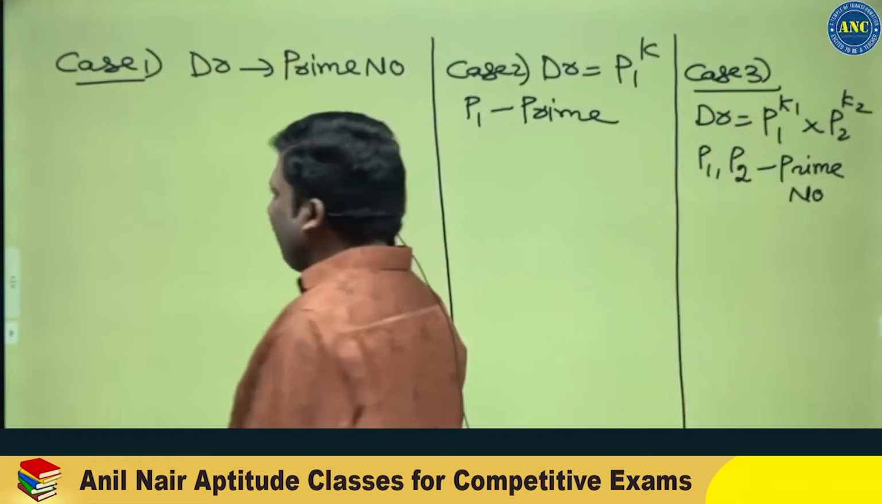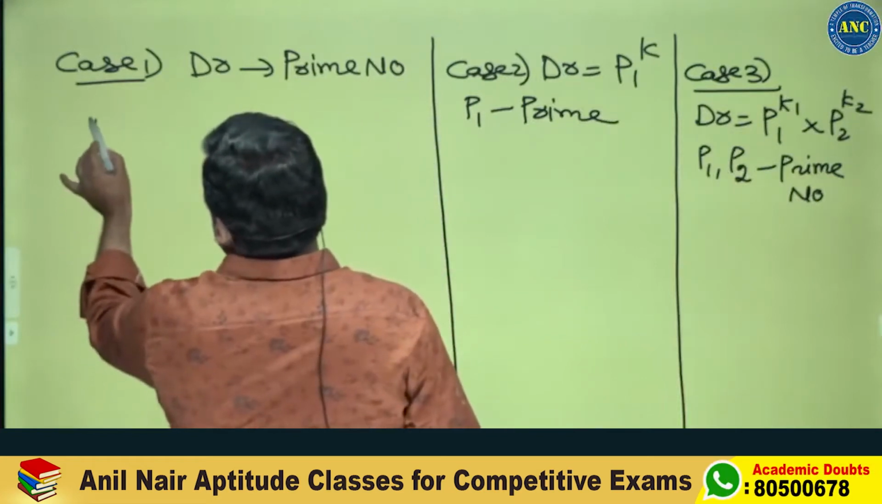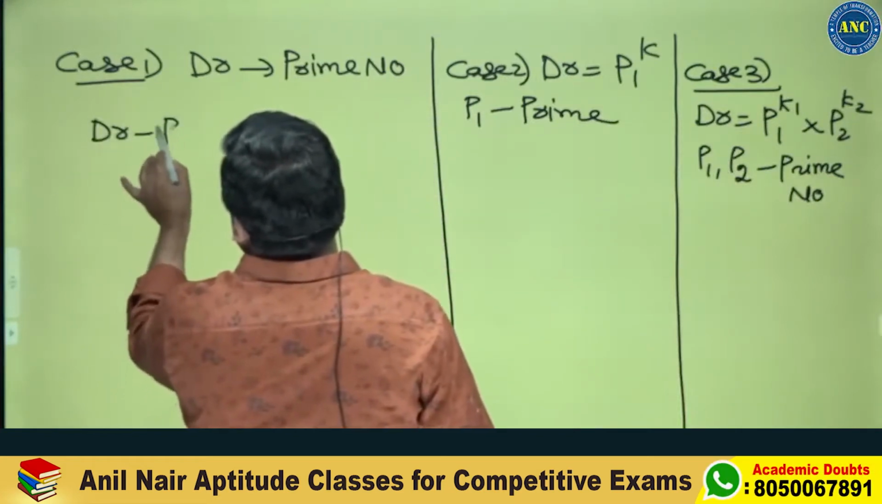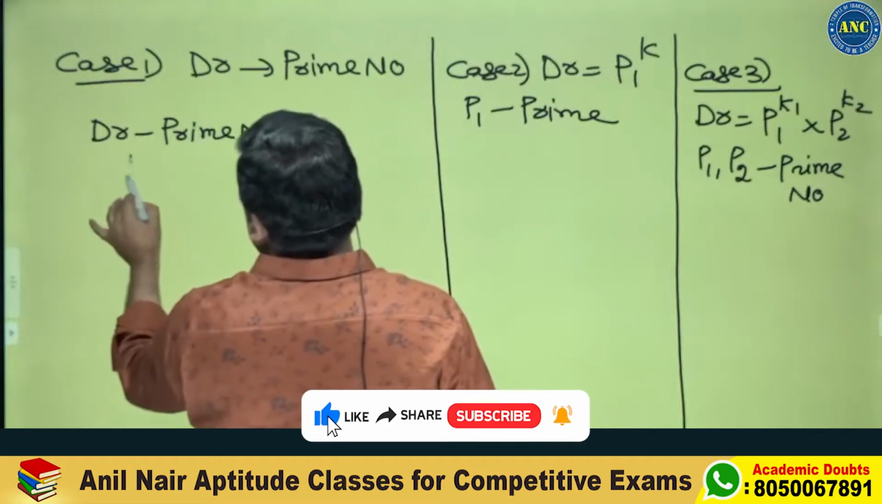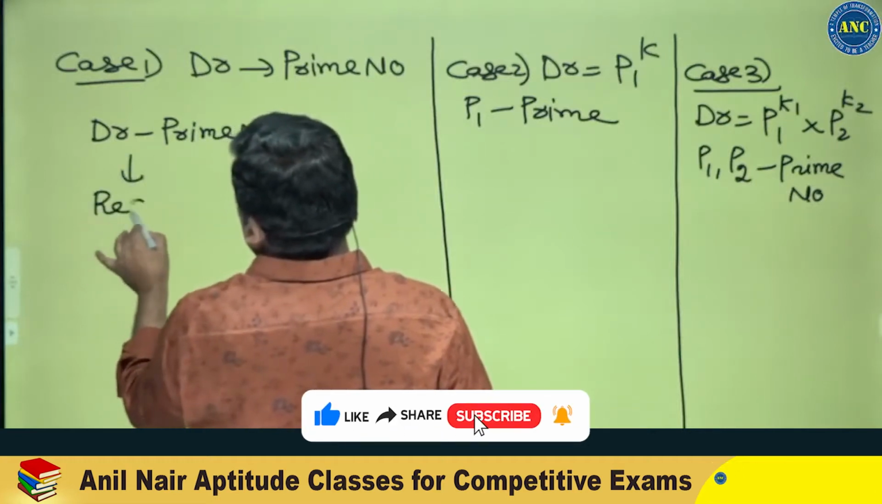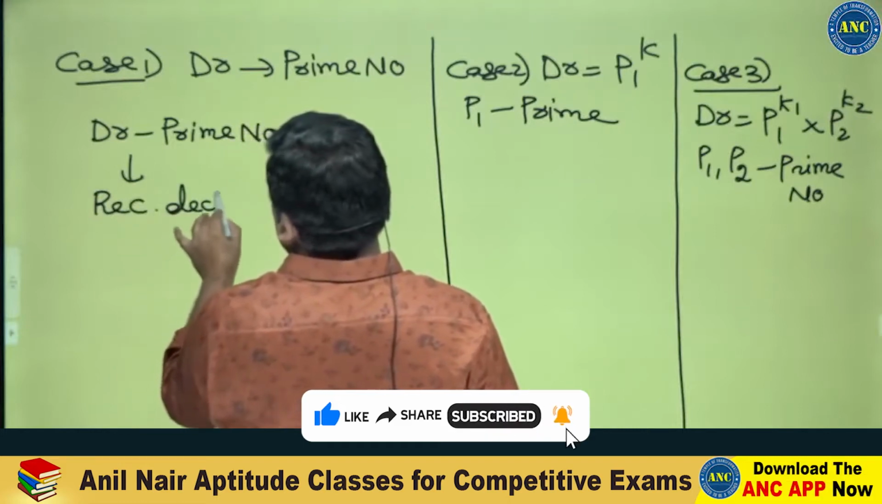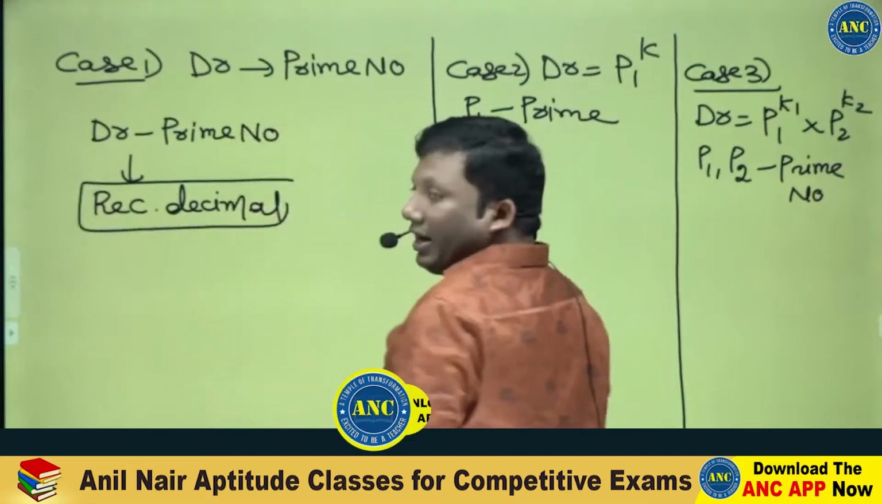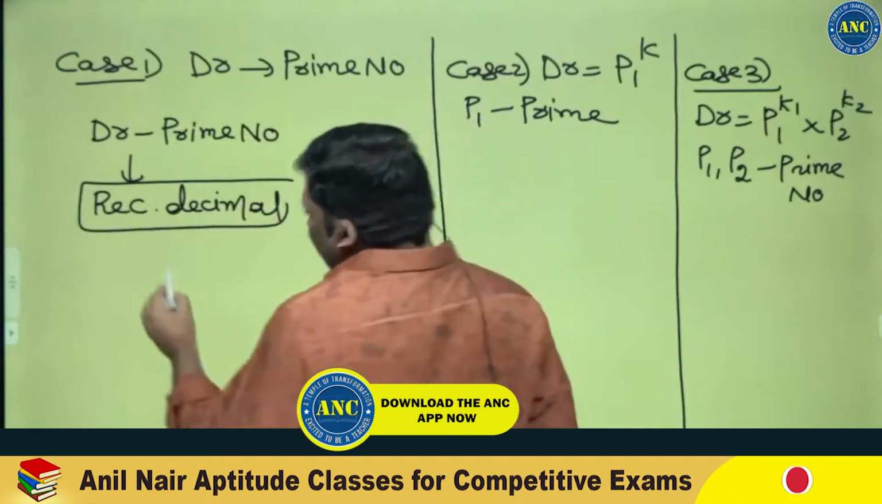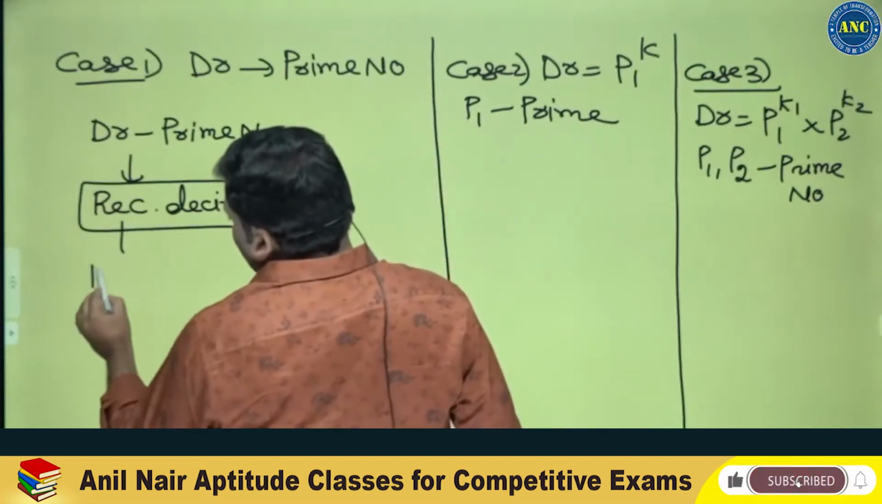Now listen carefully. If the denominator is a prime number, what will I get? I will get a recurring decimal. Now, recurring means repetition.